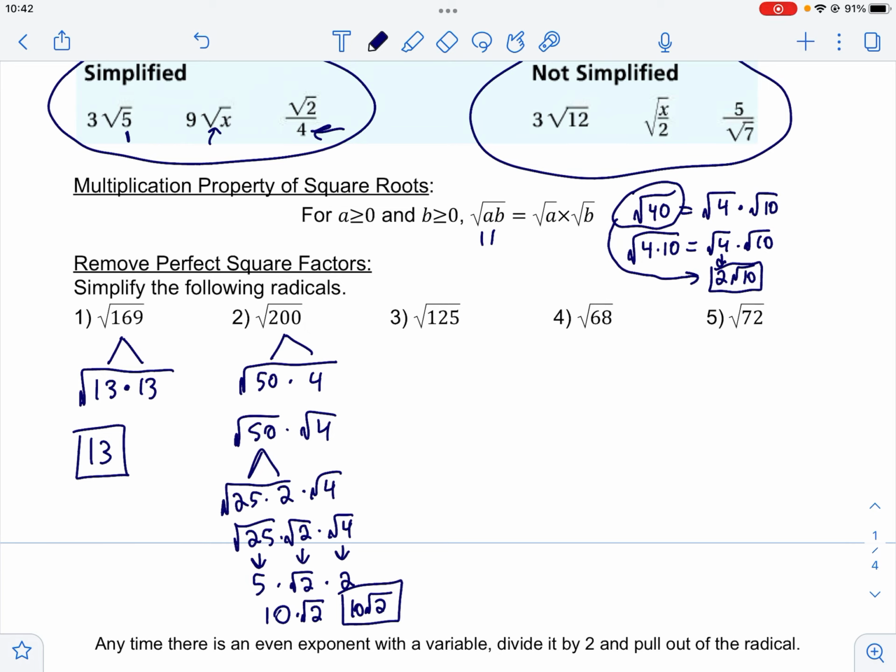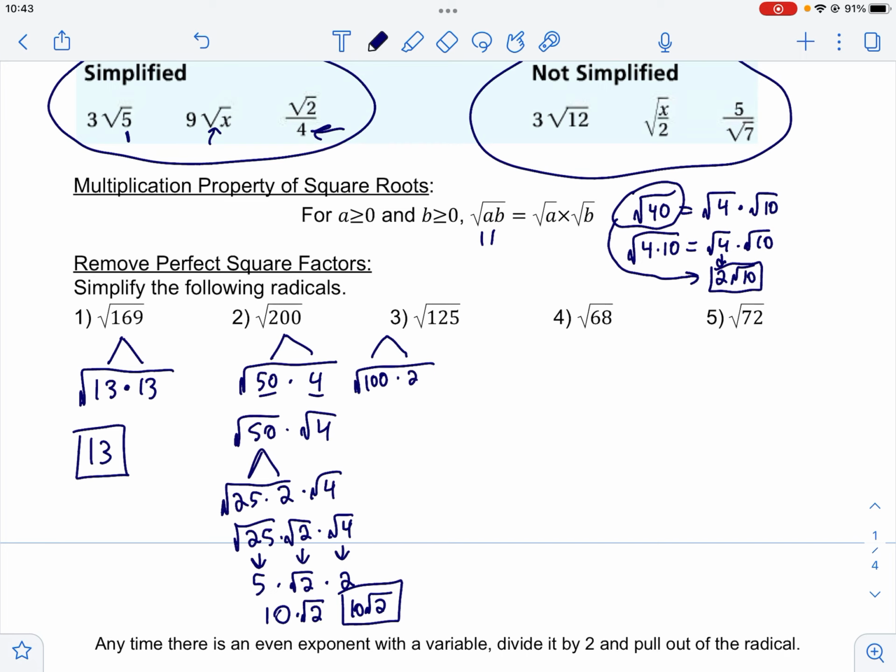I want to point out that there's a much faster way to get to this answer, and something that we should try to think about as we're solving all of these questions. I started by factoring this as 50 and 4, but what other numbers would have also resulted in 200? Well, 2 times 100, 10 times 20, there's all kinds of combinations. We want to try to think of the biggest perfect square. The biggest perfect square here is 10 squared.